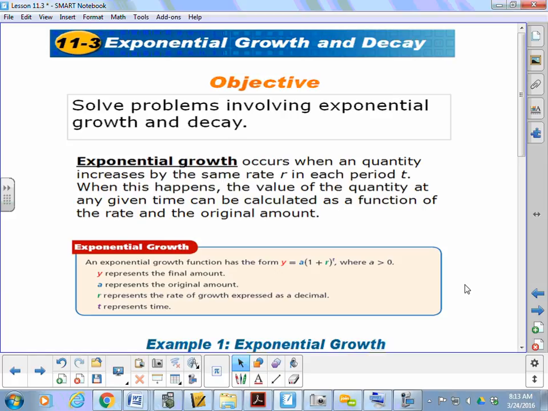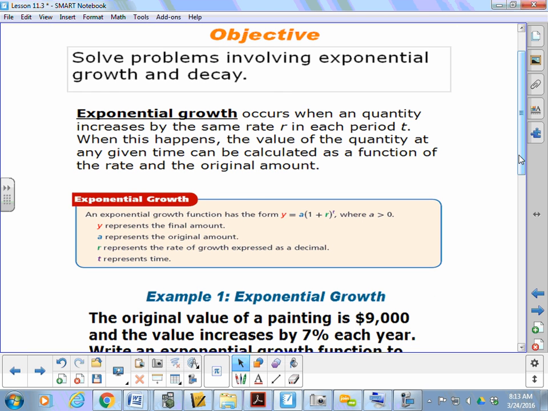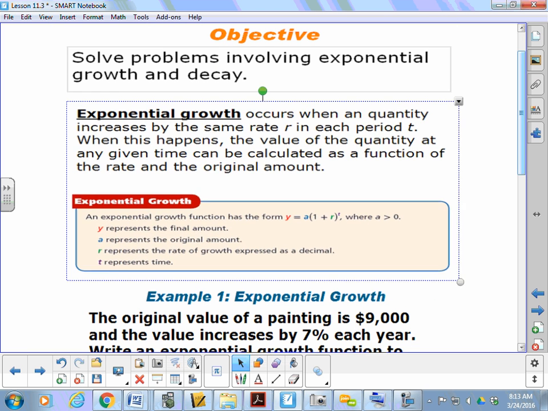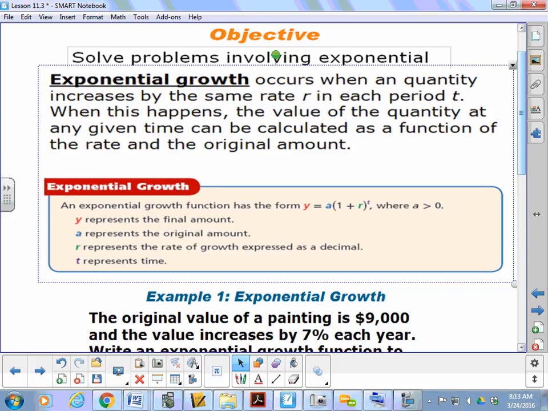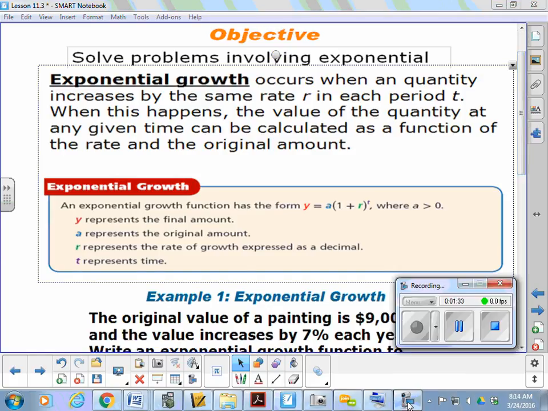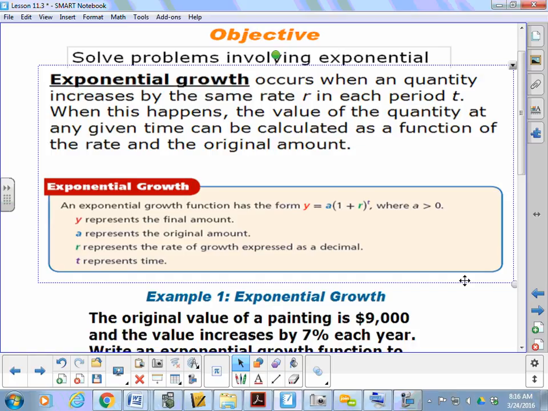So the formula for doing exponential growth is here, and as Natalie just asked about the note cards, I'm going to give you one right now. Here is the formula for exponential growth, or the function: y equals a, which represents the original amount, times 1 plus r. R is the growth rate, as a decimal, raised to the power of t.